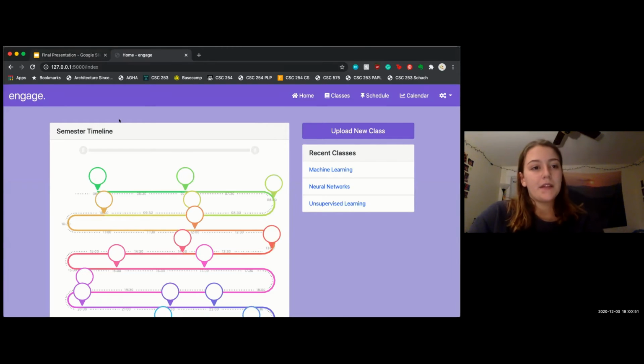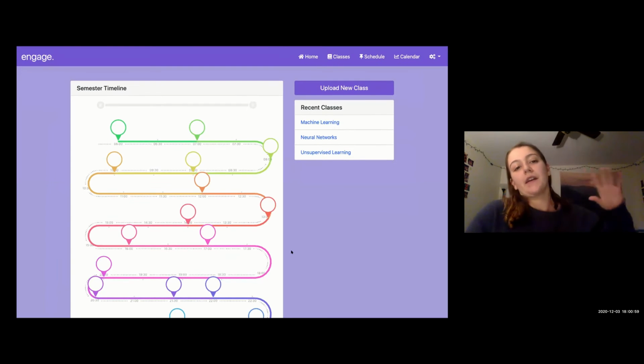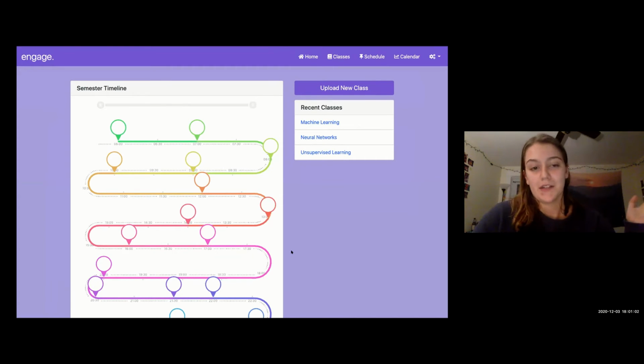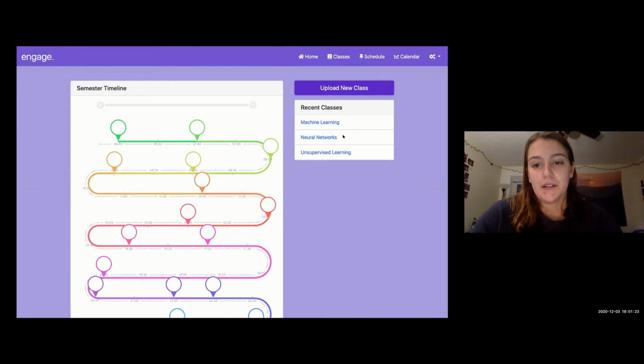So this would be the homepage. I envisioned it as something the teachers might use to plan out their lessons. Something like this would be a map of the semester, different units or exams that they could plan out. And then here is where you can upload a new class to do the processing that I had originally planned, but that takes quite a while.